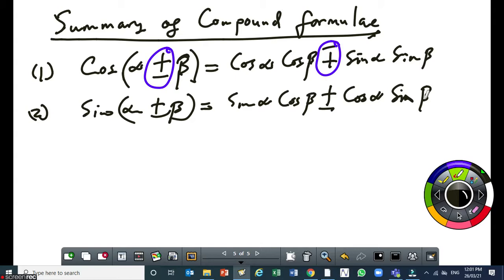So we're going to do some examples so that you can know how to apply those four. Okay, but the derivations that I just did are examinable, except the first one, which is the main one.